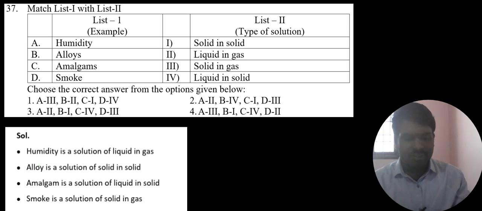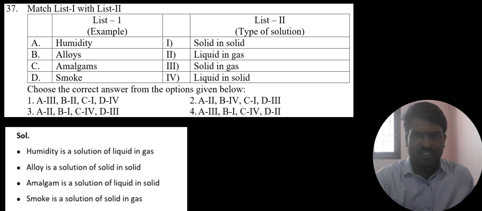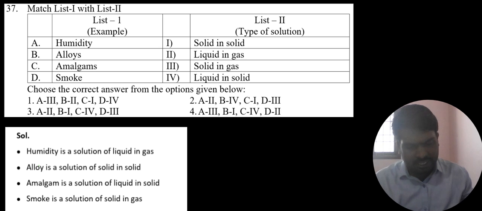Match list 1 with list 2. List 1, Example: humidity, alloys, amalgam, smoke. List 2, Type of solution: solid in solid, liquid in gas, solid in gas, liquid in solid. So which one is the right answer? Here option 3 is the right answer.